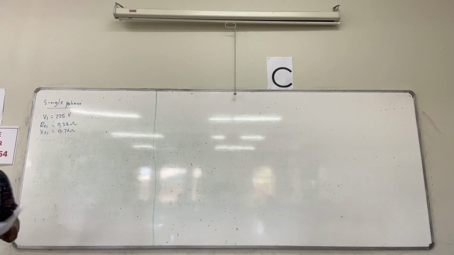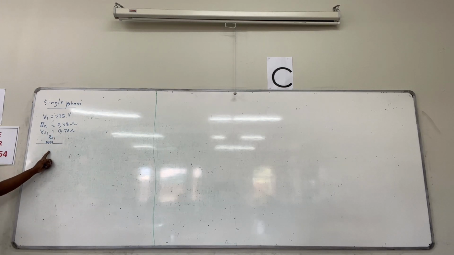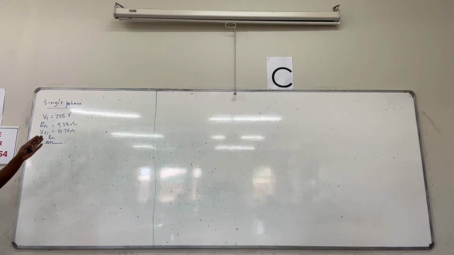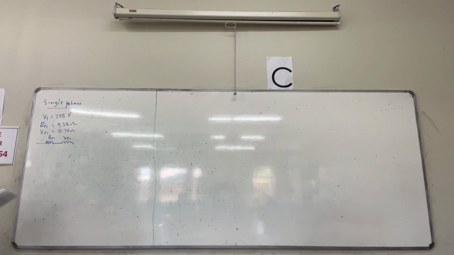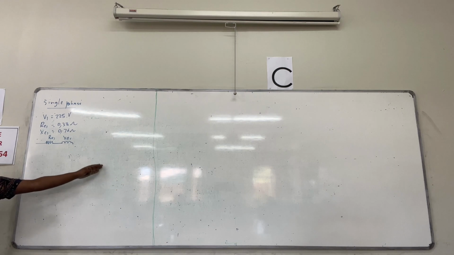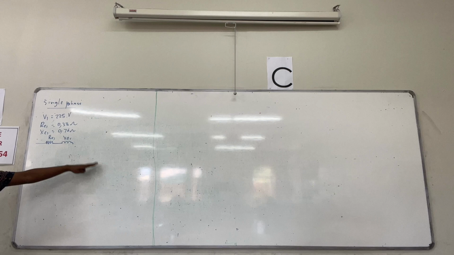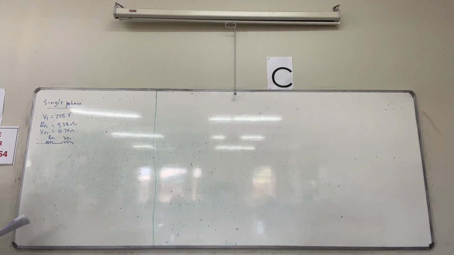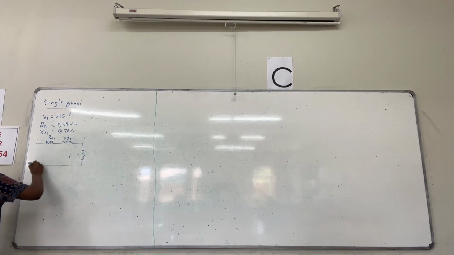So let us draw the circuit. The equivalent resistance means you have already combined them. We have already combined the reactance of the secondary coil, and we have already referred it to the what? Primary.